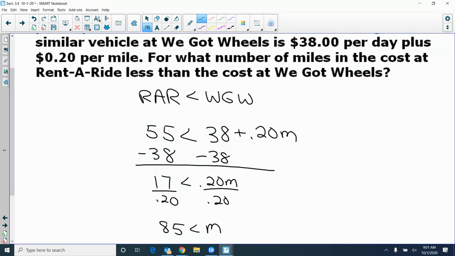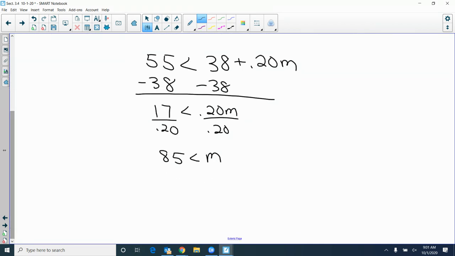How many miles is the cost at Rent-A-Ride less than the cost at We Got Wheels? For how many miles is the cost at Rent-A-Ride less than the cost of We Got Wheels? Okay, tell me what to write, Connor. I'm not even gonna look at you. I'm just gonna write what you tell me. Okay.